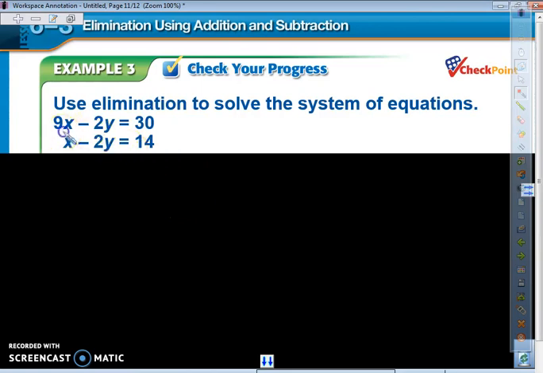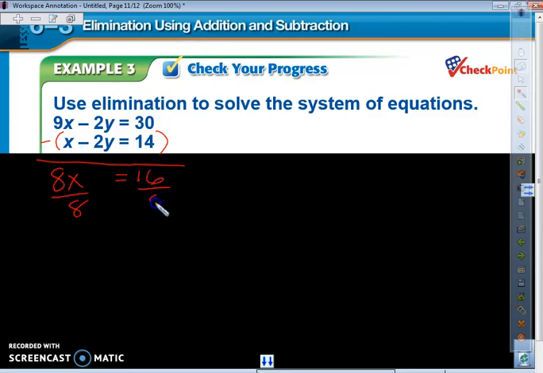Okay, so what I'm going to do is I'm going to put the bottom one. It doesn't have to be the bottom. You can put the top one in there, but it makes more sense for me personally to put it on the bottom. Okay, go right like that. 9x minus x is 8x. Negative 2y minus negative 2y. Oh, wait, that's a plus. So that's going to be 0 equals 30 minus 14, which is 16.